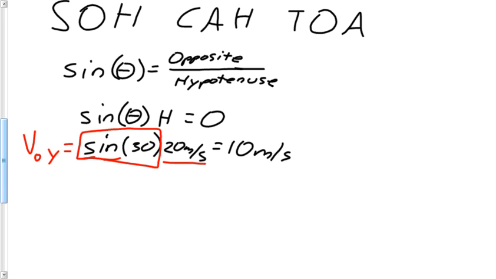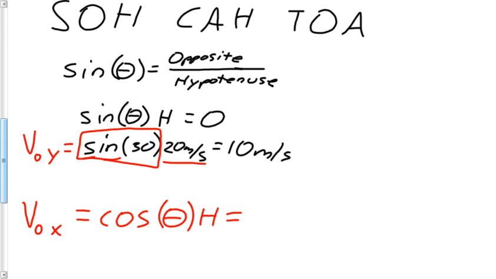And the initial velocity in the x direction is actually going to be equal to the cosine of theta times the hypotenuse. And again, I have to put my parentheses around that. And that's going to be the adjacent side. Okay? The cosine of theta times the hypotenuse is equal to the adjacent side.